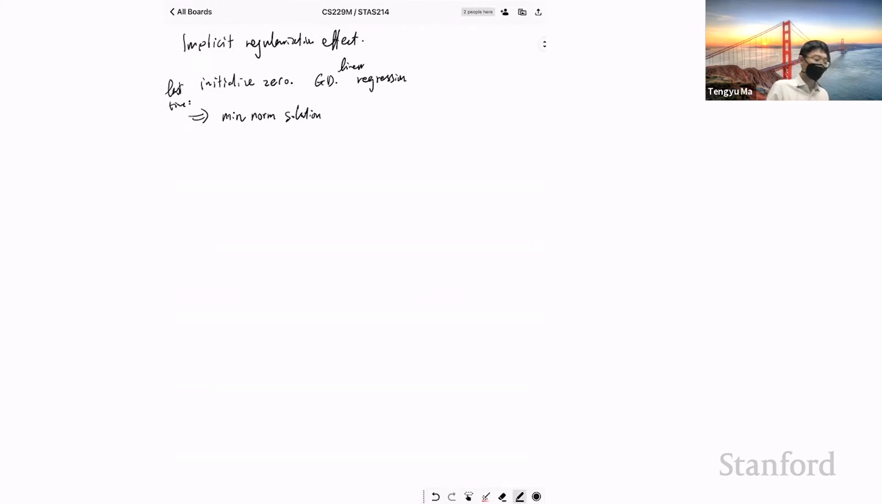And today we're going to talk about a case where we have nonlinear models, and we'll see similar phenomena, but we're going to have a somewhat different proof.